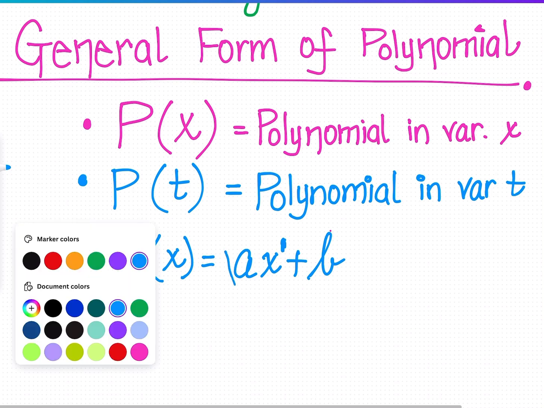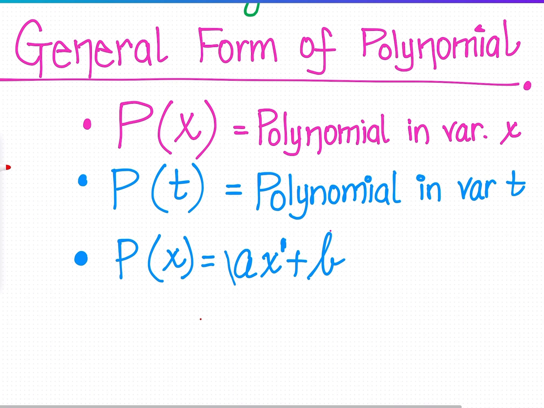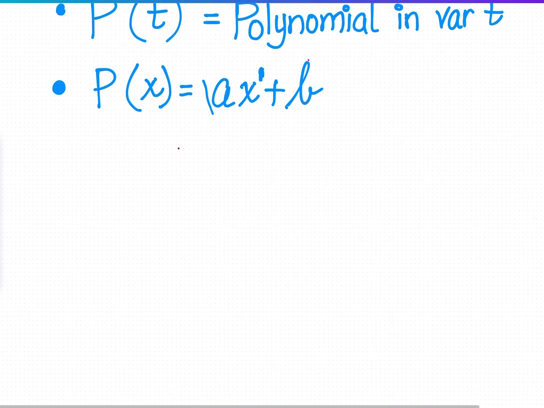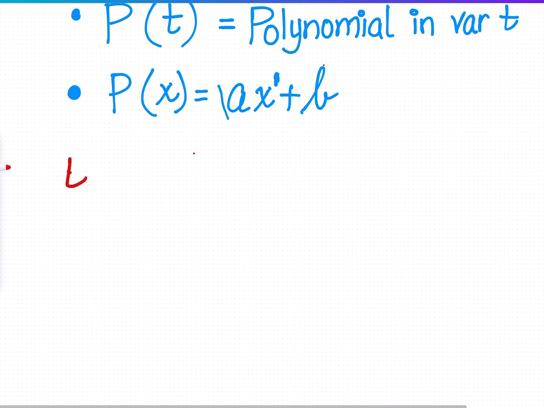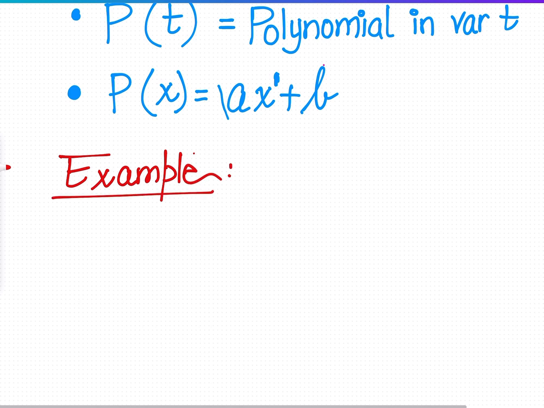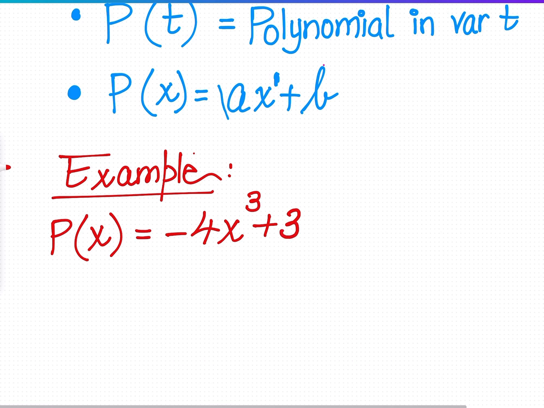Now let us take a look at an example of a polynomial. Let's write down a polynomial. We can denote it as p of x equals negative 4x cubed plus 3x squared plus x minus 2. So this is an example of a polynomial.